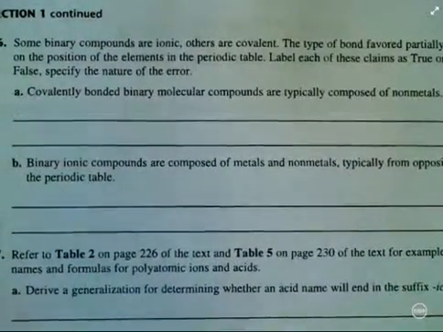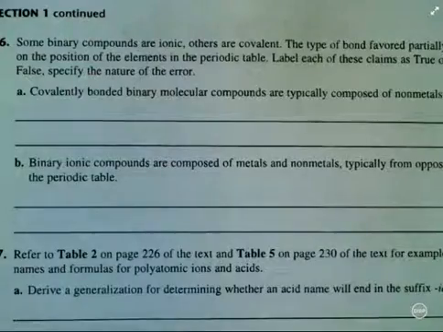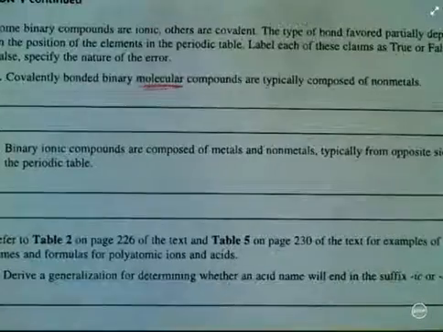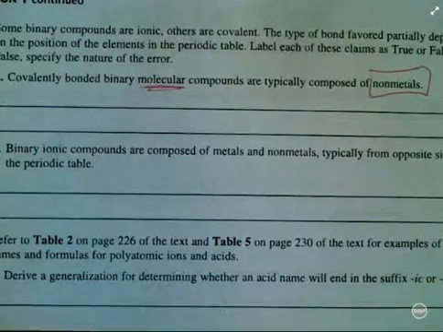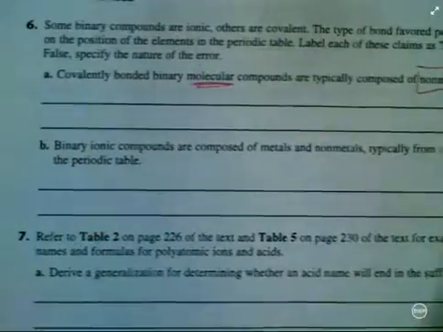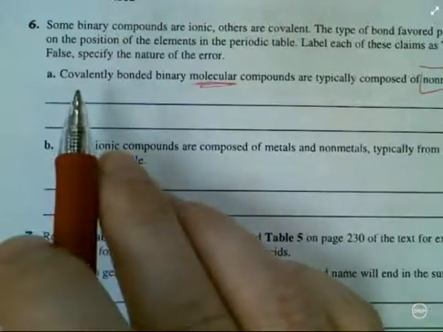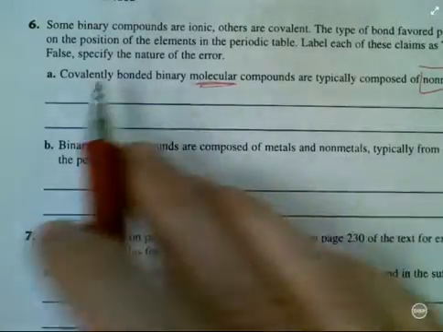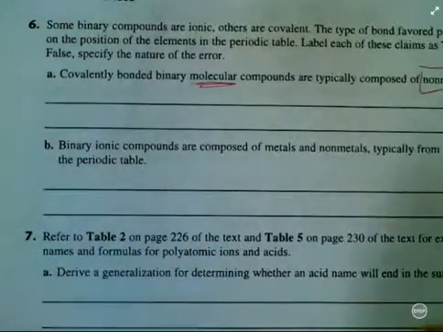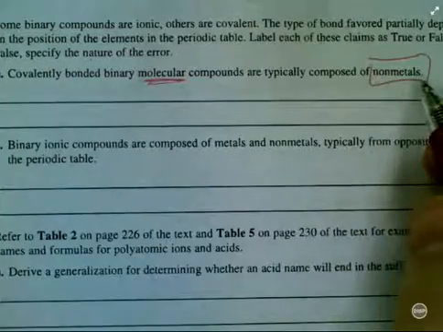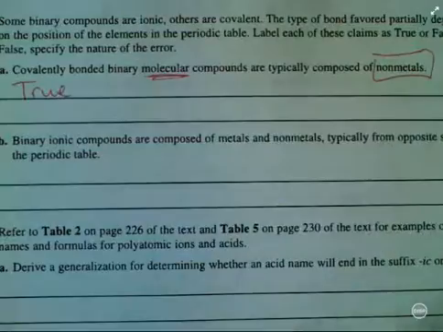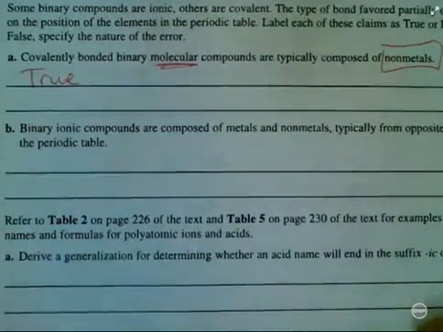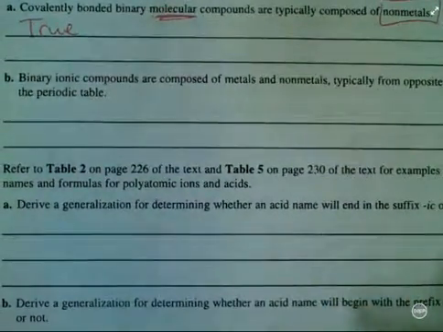So start with A. Covalently bonded binary molecular compounds are typically composed of nonmetals. Well, the nonmetals are things to the far right side of the periodic table, and we're talking about covalent bonds. We're talking about molecules, right? It's interchangeable, referring to the same thing. And yes, you do have to have nonmetals to have a covalent bond. So this is true. Easy enough. I don't have to do anything aside from just state that it's true.